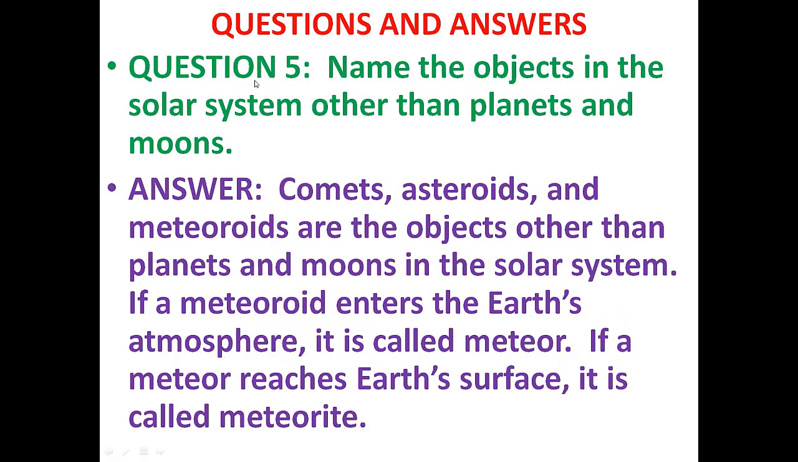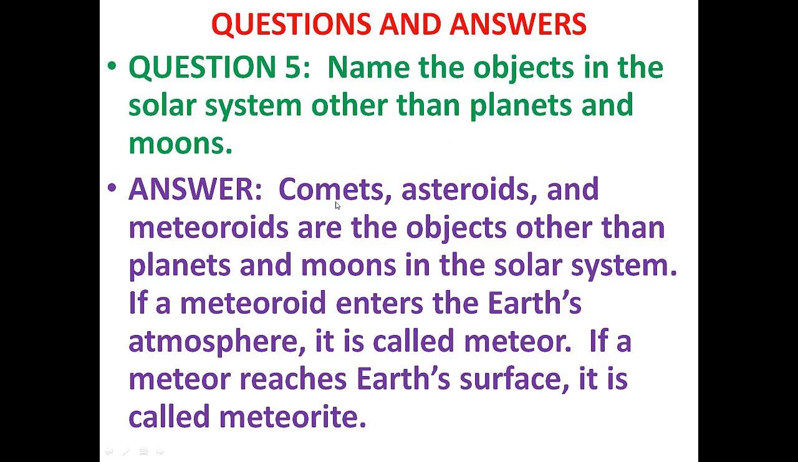Questions and answers. Question number 5. Name the objects in the solar system other than planets and moons. As we discussed earlier, other than planets and moons, we also have some other objects which are revolving around the sun. What are they? Again, the question: name the objects in the solar system other than planets and moons.